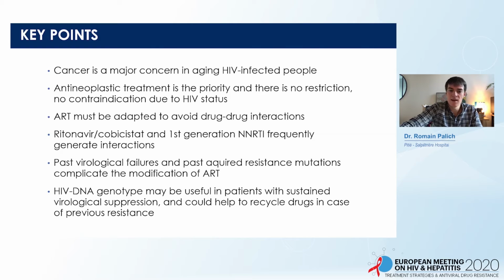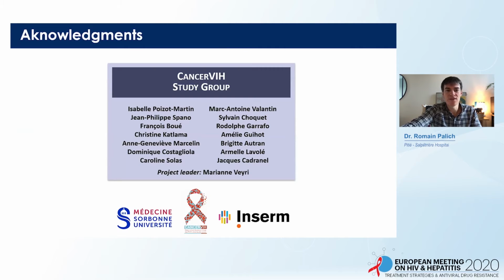Ritonavir and cobicistat and the first generation NNRTIs frequently generate interactions. Past virological failures and the past acquired resistance mutations complicate the modification of ART. And finally, HIV-DNA genotype may be useful in patients with sustained virological suppression and could help to recycle drugs in case of previous resistance. Thank you very much for your attention, and I would like to thank all my colleagues of the Conservi and Oncovi study group. Thank you.